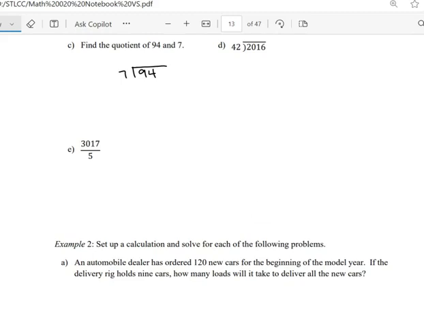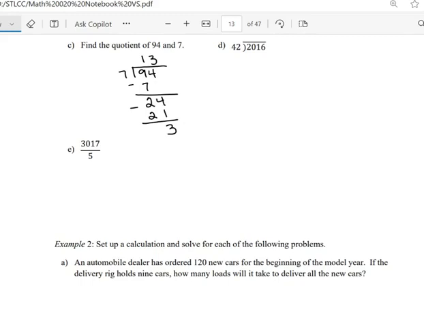So 7 goes into 9 one time. Then you do 7 times 1 is 7. Subtract, and you have 2 left over. Bring the next digit down, and that's a 4. So 7 does go into 24, but not quite evenly. I know 7 times 3 is 21. So I know that 7 goes into 24 3 times, and I will get 21 if I multiply 7 times 3. And then when I subtract, I have 3 left over.